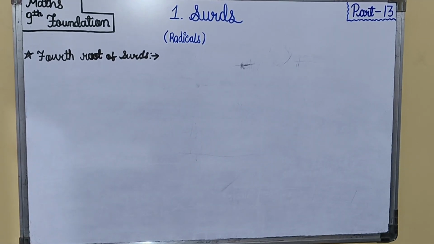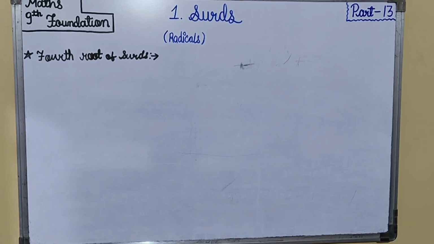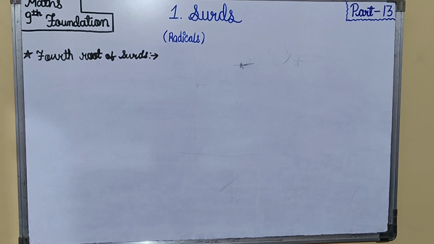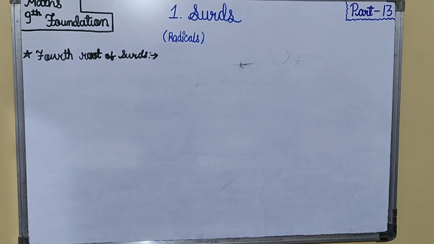Today we are going to learn class 9th foundation subject mathematics. This is our chapter number 1 part 13, and in this part we'll start with the question based on fourth root of surds. Till now we have learned about just square root of surds. Now we'll learn the fourth root of surds. So let's see how to do it.